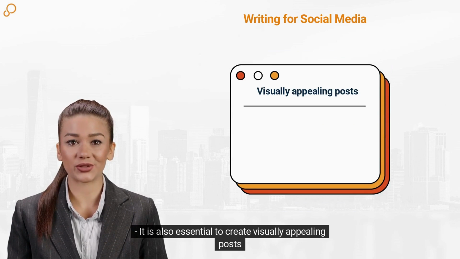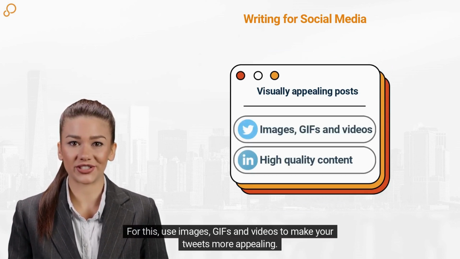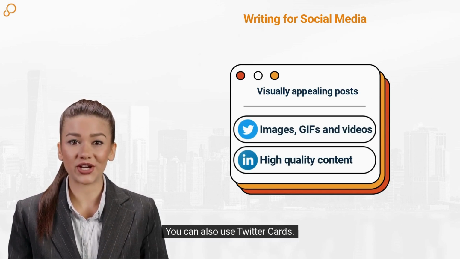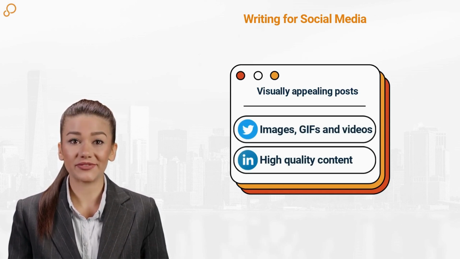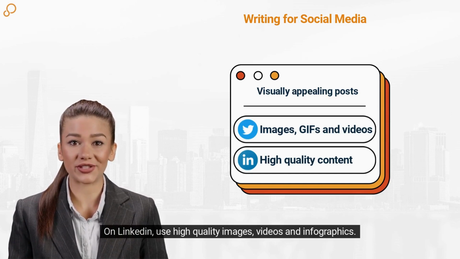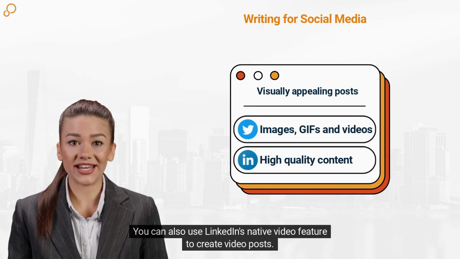It is also essential to create visually appealing posts. For this, use images, GIFs, and videos to make your tweets more appealing. You can also use Twitter cards. On LinkedIn, use high-quality images, videos, and infographics. You can also use LinkedIn's native video feature to create video posts.